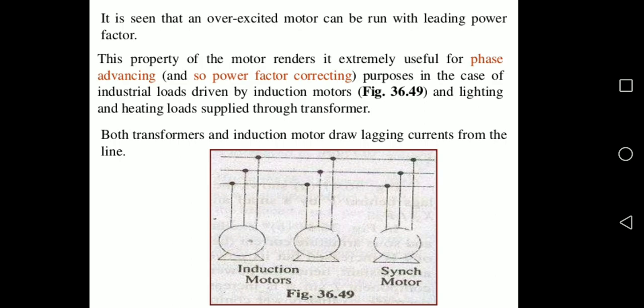So, as we know, an overexcited machine acts as a leading power factor producer. So, synchronous motors are used for power factor correction. An overexcited synchronous motor acts as a capacitor.